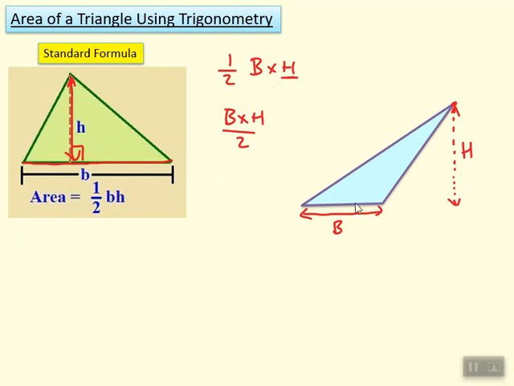So you would just do the base times however high it is, and then half that, and that's the area of the triangle.